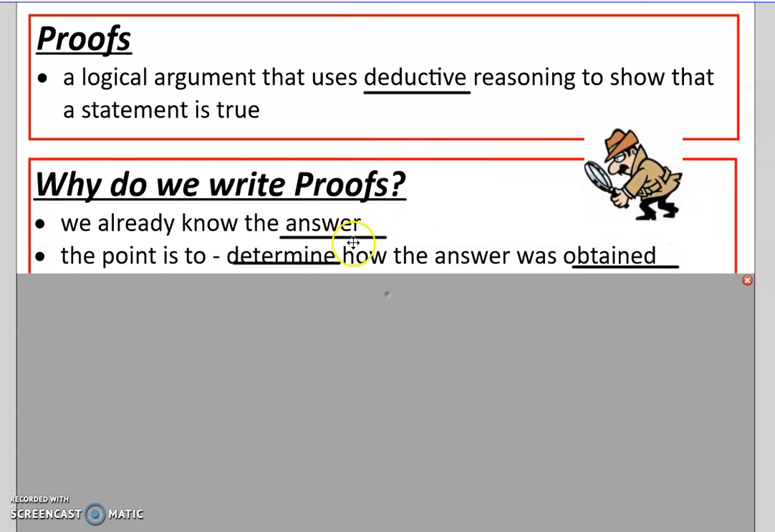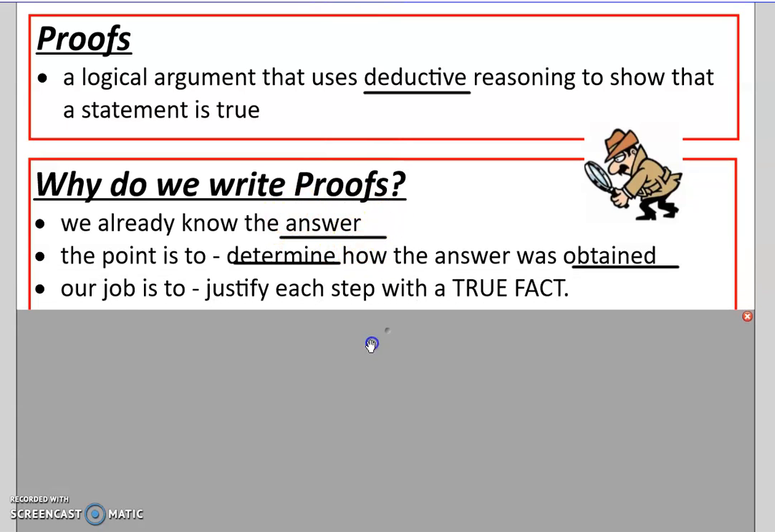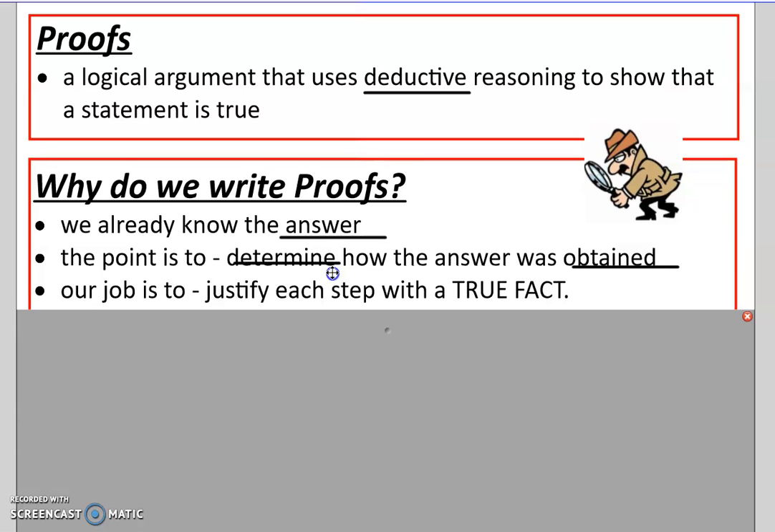Because we already know the answer, I'm going to go step by step, just like if we were little investigators, you know? How did that crime happen? How did they get that answer? Okay, and our job is to justify each step with a true fact. Okay, so every step they go through, I need to hit them with a fact using deductive reasoning.